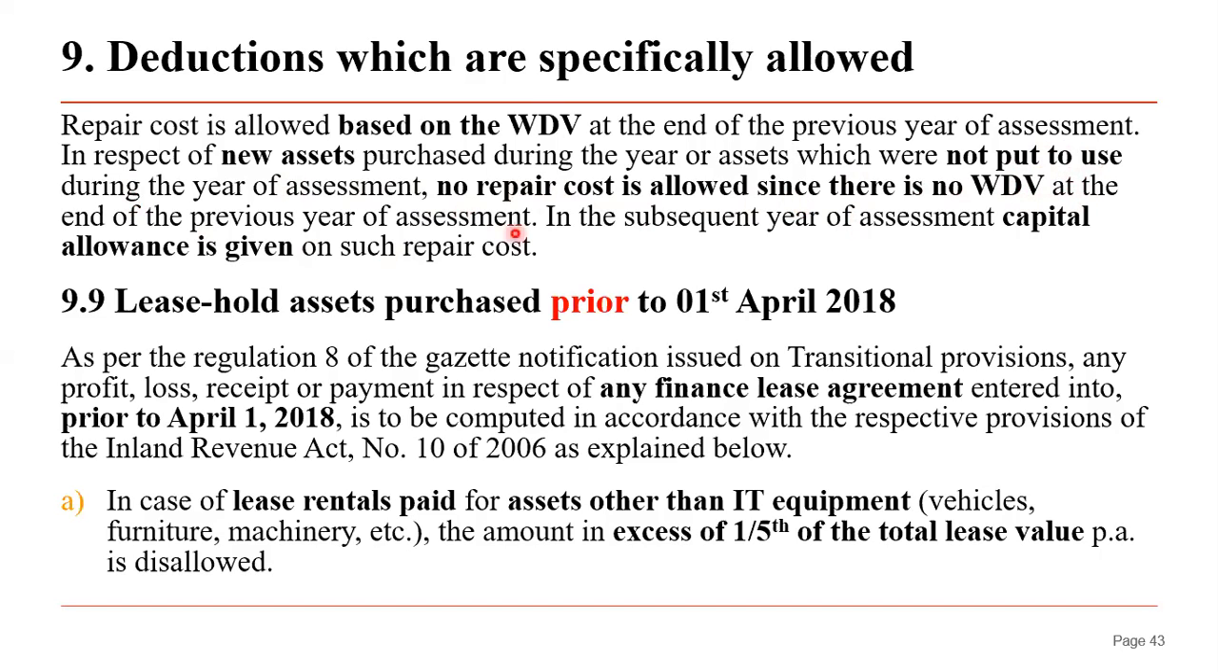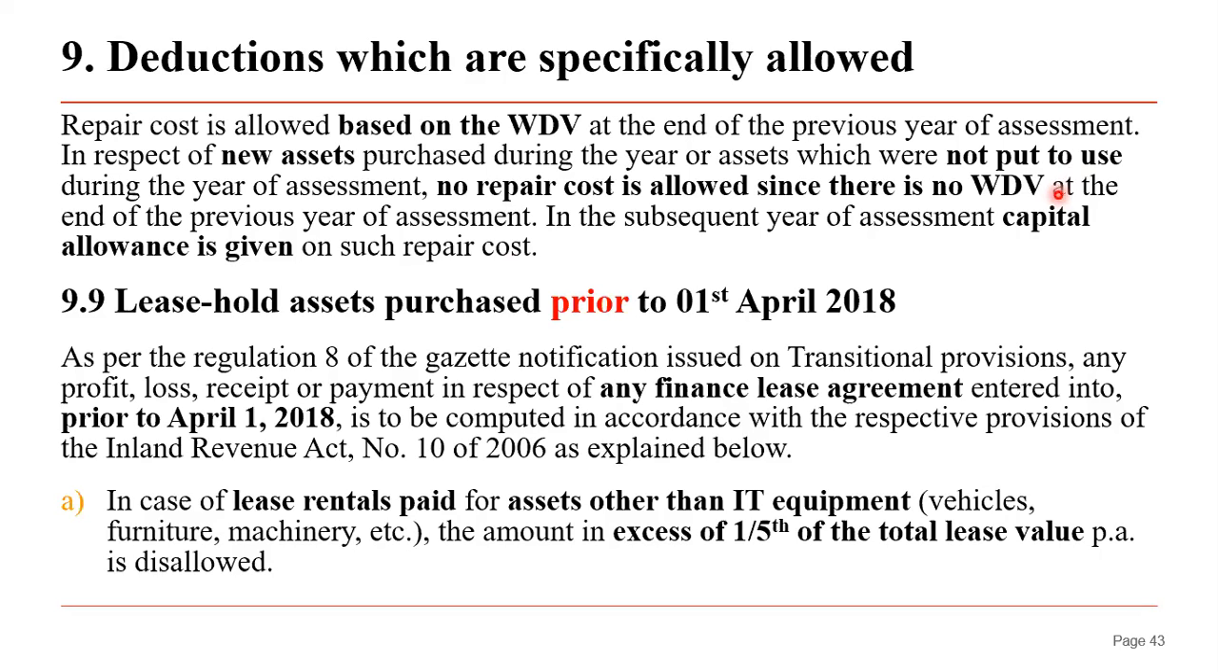The end of the previous year of assessment, in the subsequent year of assessment, capital allowances is given on such repair cost, right? If there is no WDV, then we cannot do the adjustment. Then the entire repair cost we need to add it back. Whatever the charge, entire repair cost, we need to add it back to the P&L. Add it back when we are calculating the assessable income from business, because they have deducted repair cost. Then because there is no WDV in the previous year of assessment, we have to add the entire amount.